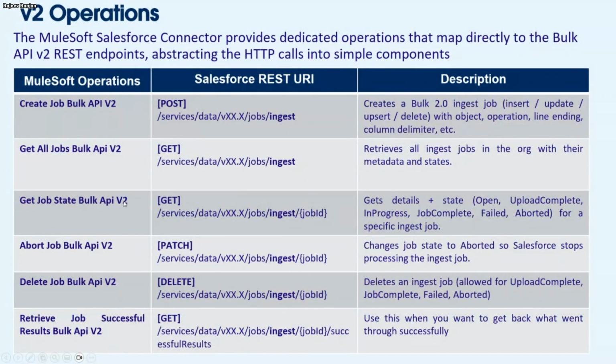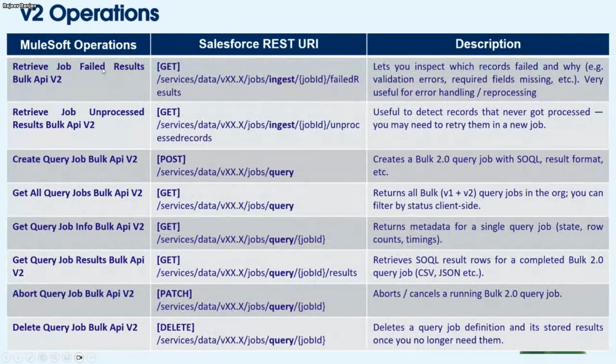Get job state Bulk API v2: whatever we have ingested, we are going to get the job ID, and against that we are going to get the state. Similarly, we can abort the job, we can delete the job. Regarding a particular job which we have submitted, how many succeeded and how many failed, we can get through retrieve job successful, which sends us the successful ones. This is for the failed ones. This is for the unprocessed ones. So this is only for the ingestion.